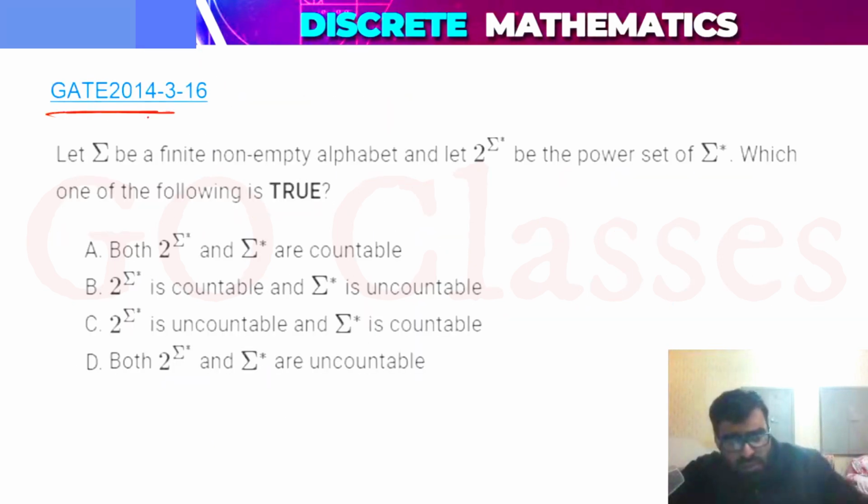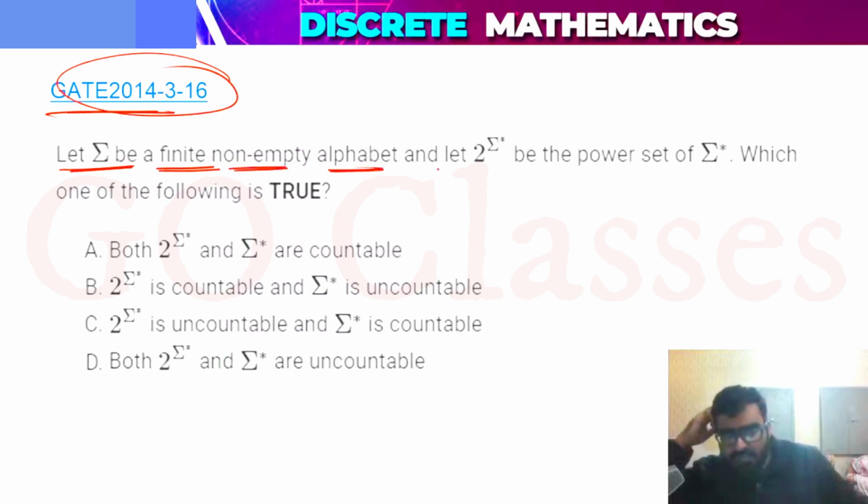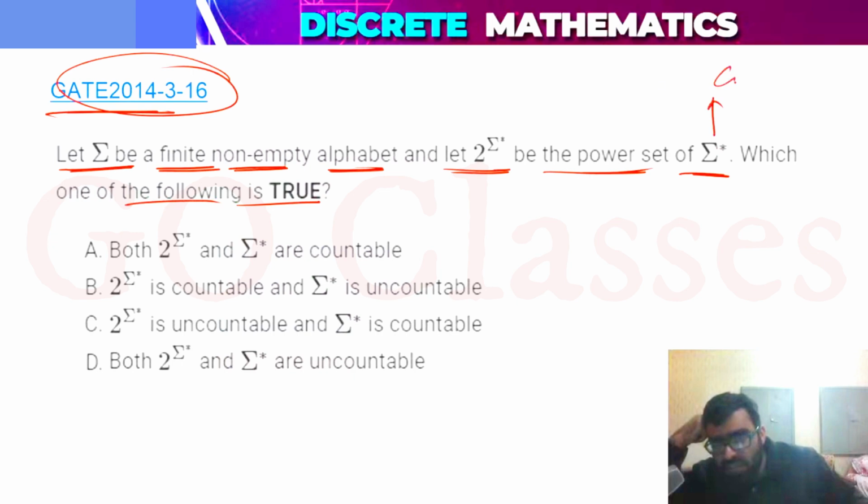This is a GATE 2014 question. Tell me what will be the answer. Sigma is a finite non-empty alphabet. Let 2 power sigma star be the power set of sigma star. Which of the following is true? We have already seen that sigma star is actually countable, and this power set is uncountable. So you can very easily see the answer is option C.